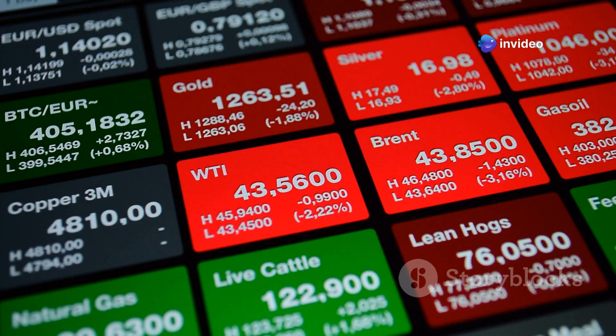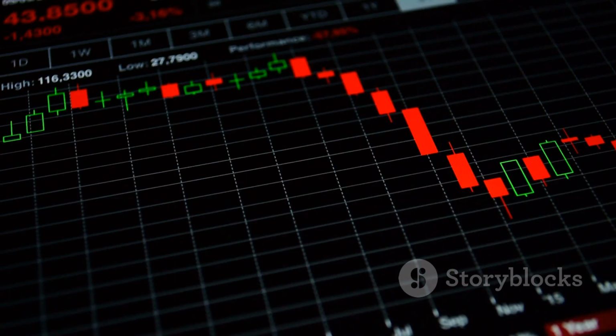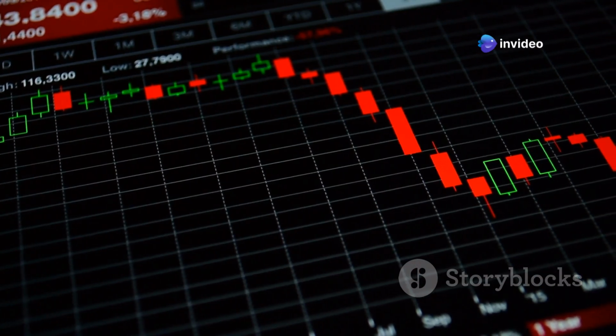And lastly, commodity risk. Volatility in the prices of things like oil or gold. These commodities can be highly volatile, influenced by geopolitical events, supply and demand dynamics, and other factors.